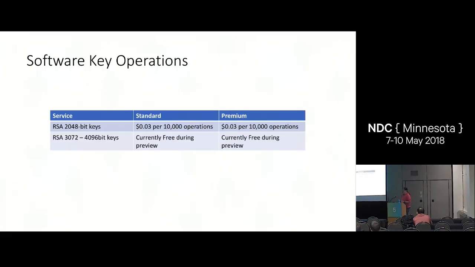So if you're using software encryption operations, if you're using the default, which is RSA 2048-bit keys, then again, across both pricing tiers, it costs about 3 cents per 10,000 operations. And those prices are accurate to about last week. They are introducing higher strength encryption keys, 3072 and 4096-bit keys. Currently they're free because it's in a preview period. I don't know what the final cost of that will be, but you have the option to use the higher strength keys.